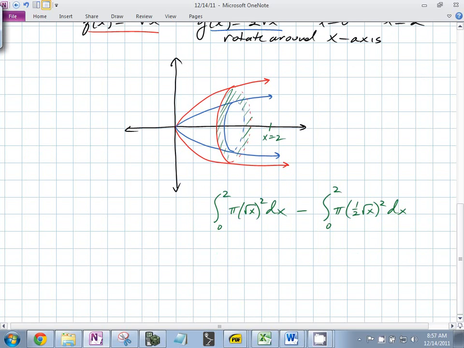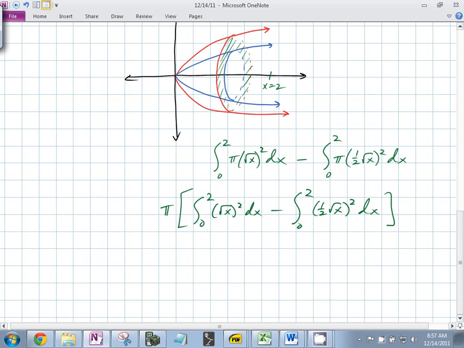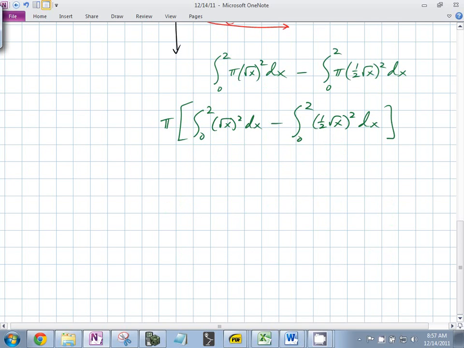Let's just put this together a little bit. What's in both that we could factor out of both? Pi. You could factor out a pi, correct? So you'd have pi times the integral from 0 to 2 of this squared dx, right? Minus the integral from 0 to 2 of, well, I'm intentionally not writing it out so we can see what's going on. Is that okay? Now, we have the same limits of integration, right? In each one. So what can we write this as? Pi times 0 to 2 of what? Minus what? 1/2 root x squared dx, right?